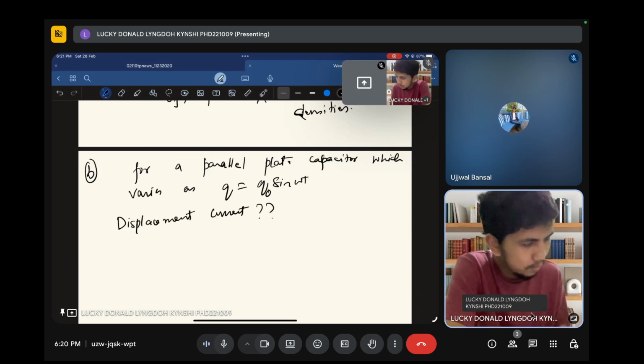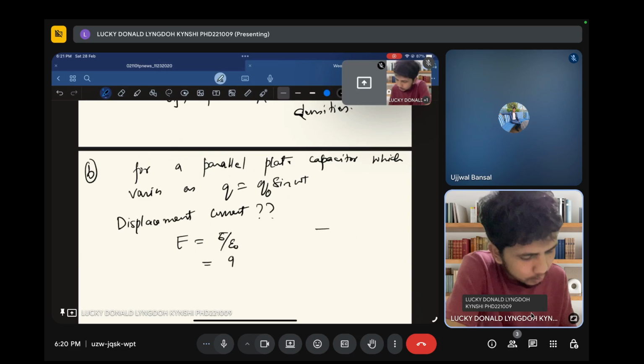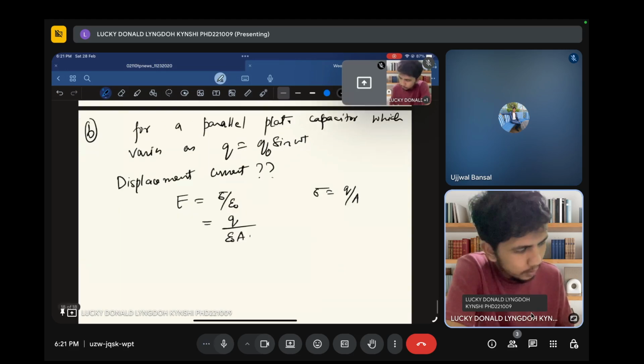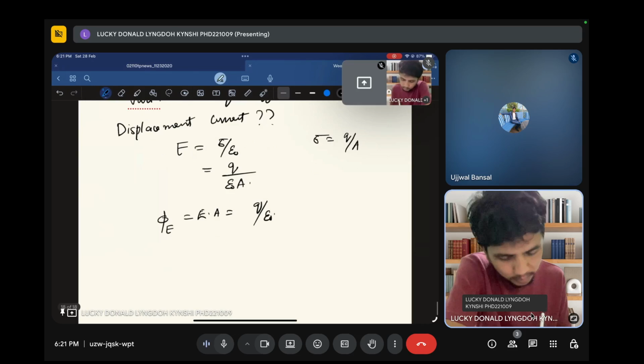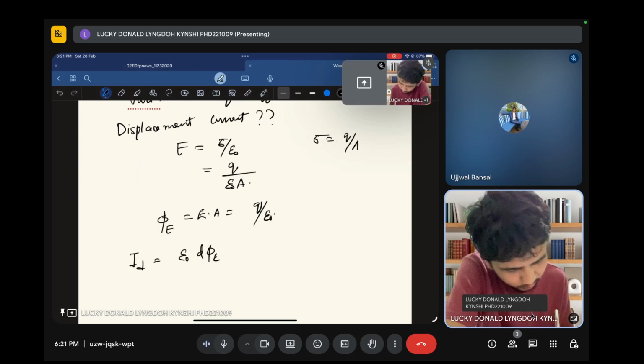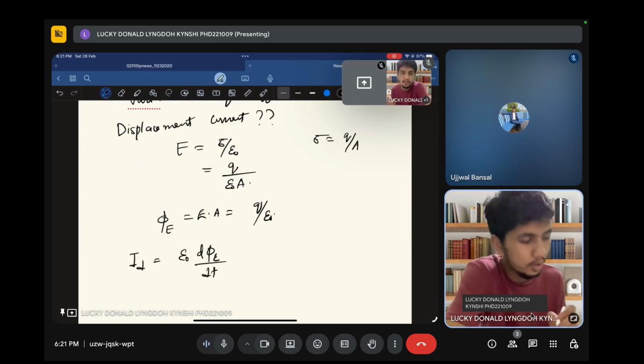So the displacement current is pretty straightforward. You know that for a parallel plate capacitor, E is equal to sigma by epsilon naught, and sigma is equal to Q by A, that is the charge per unit area. So we get Q divided by epsilon naught A. Now flux is given as electric field times A, which is simply Q divided by epsilon naught. So displacement current I_D is given as epsilon naught d phi E by dt, that is epsilon naught times the rate of change of flux with time.